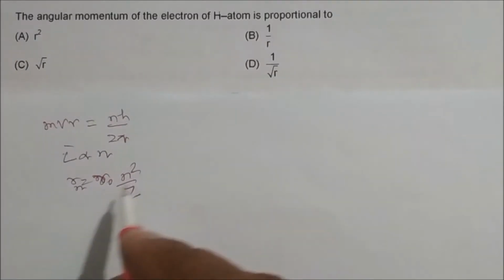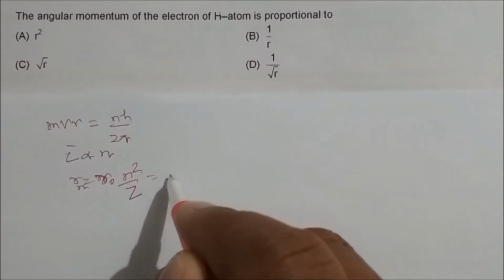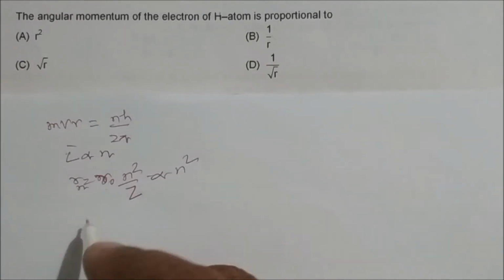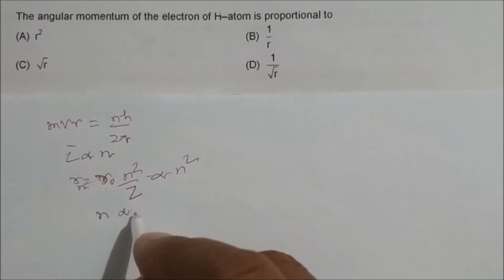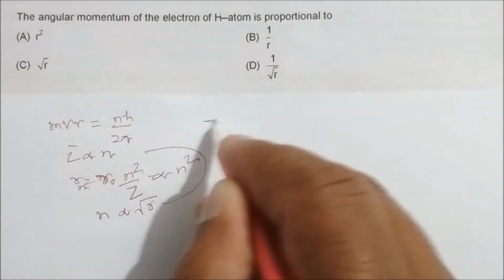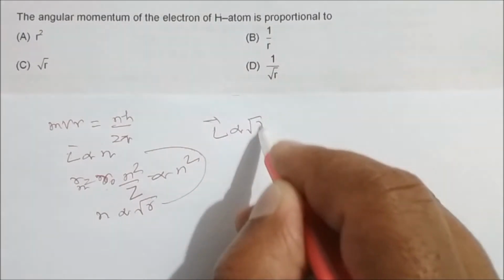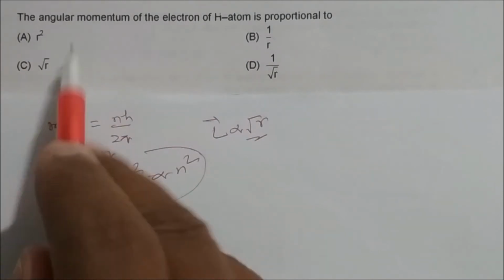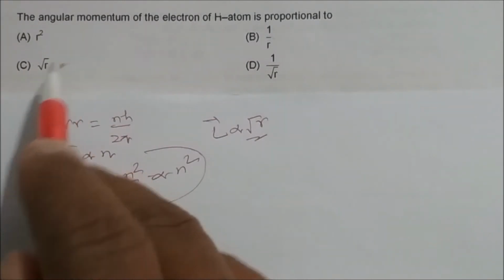Since they are asking for hydrogen atom, z is equal to 1. So we can say it is proportional to n square. So n will be proportional to square root of r. So we can substitute this value here. So angular momentum will be proportional to square root of r. So our answer will be correct. So this C option is correct.